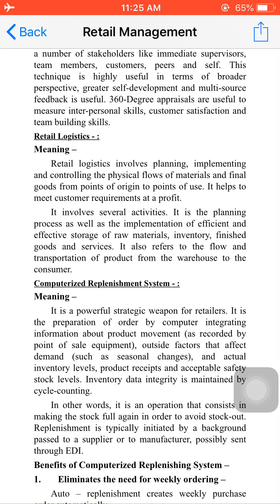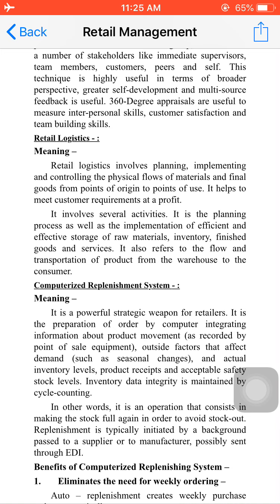Got the point? From the point of origin, it might be from the manufacturer or the producer. From the point of origin to the point of consumption, that is, from manufacturer to the consumer. It is nothing but like the distribution channels. You have the distribution channels starting from manufacturer, wholesaler, retailer, customer, and consumer. In the same manner, it helps in the physical flow of goods or materials from the point of origin to the point of consumption. It helps to meet consumer requirements at a profit.